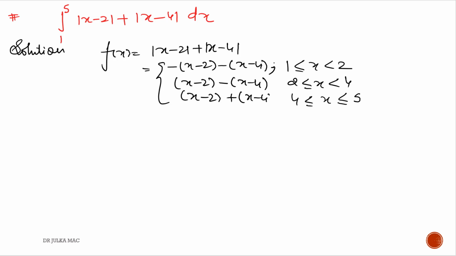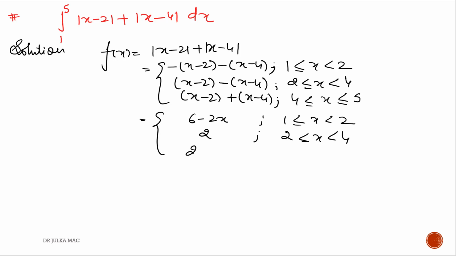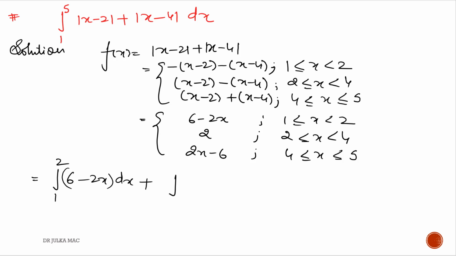Now we can redefine this function as 6 minus 2x when x lies between 1 and 2, 2 when x lies between 2 and 4, and 2x minus 6 when x lies between 4 and 5. Now we can rewrite this as integration 1 to 2, 6 minus 2x with respect to x, plus integration 2 to 4, 2 dx, plus integration 4 to 5, 2x minus 6 with respect to x. Now we can solve this question simply and we'll get the answer.